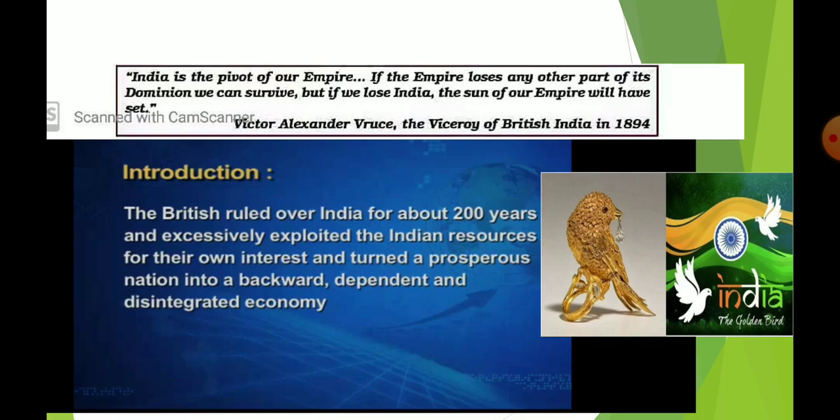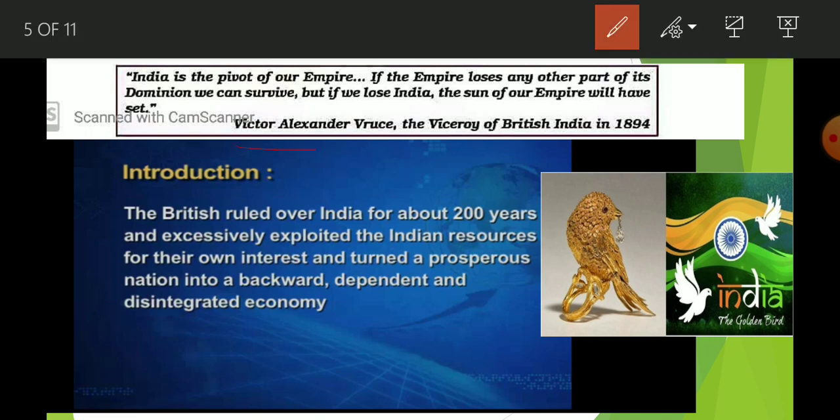Now student, here I have quoted the quotation of Victor Alexander. This line is from your NCERT book. He has given this statement that India is the pivot of our empire. If the empire loses any other part of its dominance, we can survive, but if we lose India, the sun of our empire will have set. So you can understand how much importance India had for the Britishers.